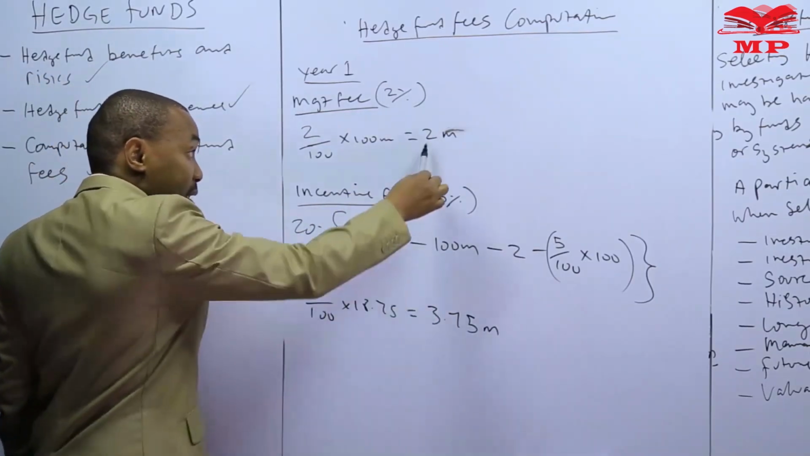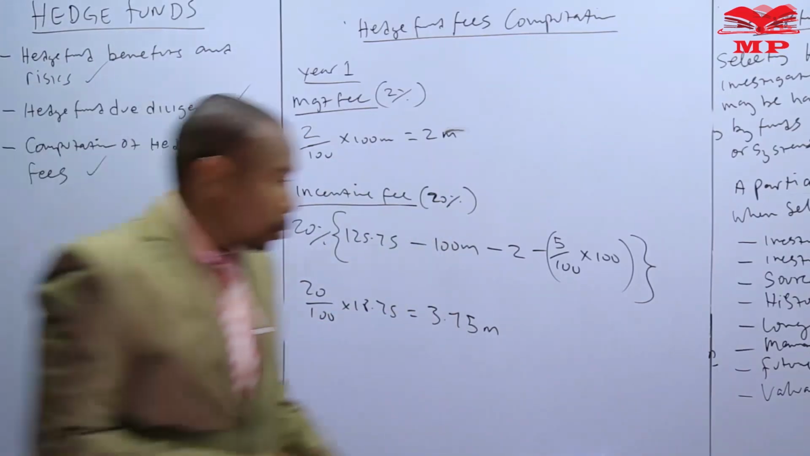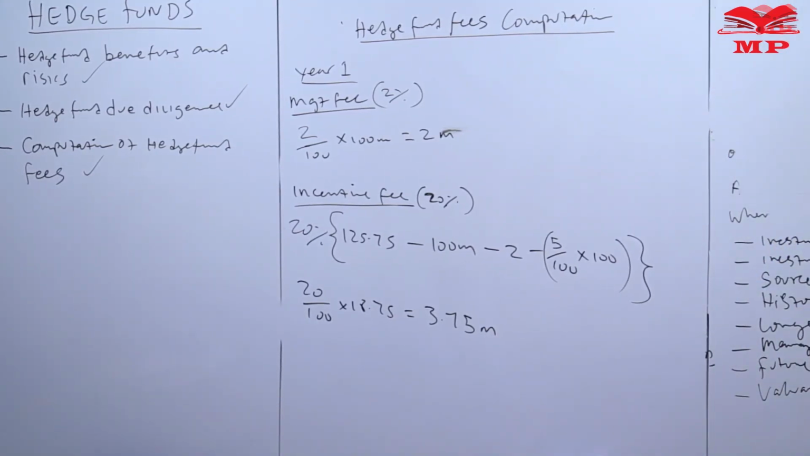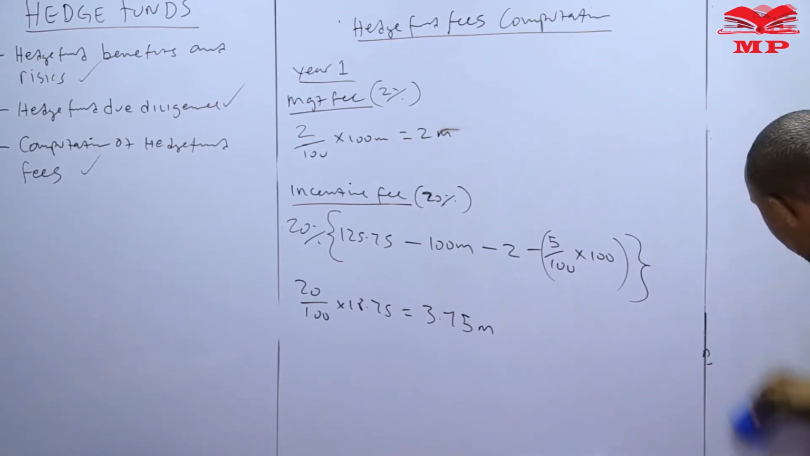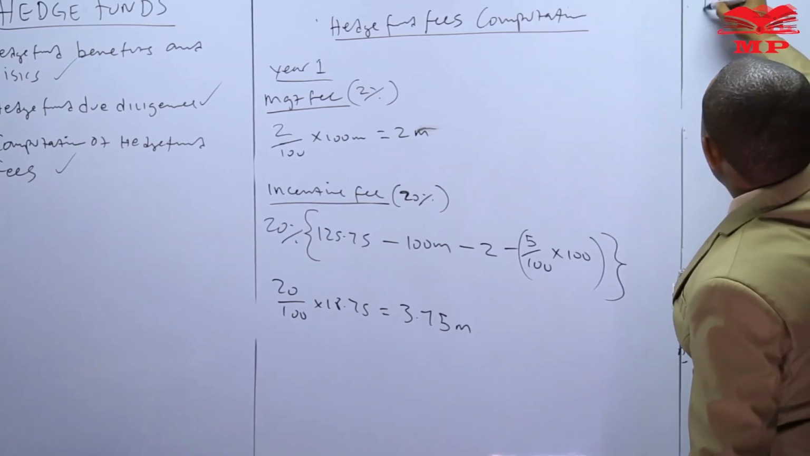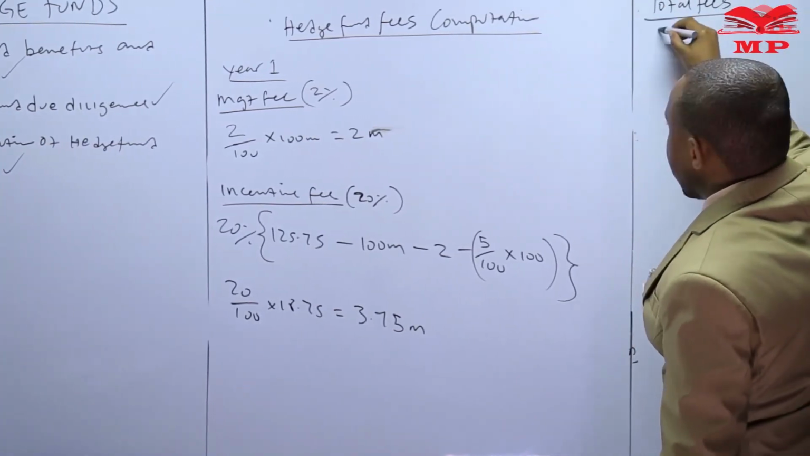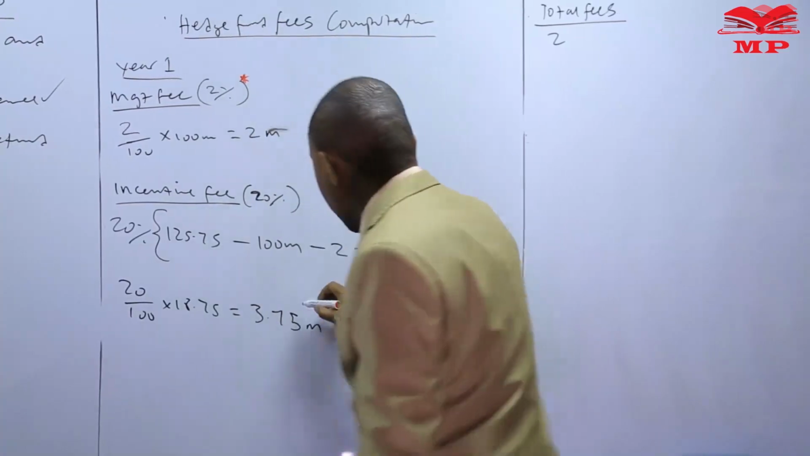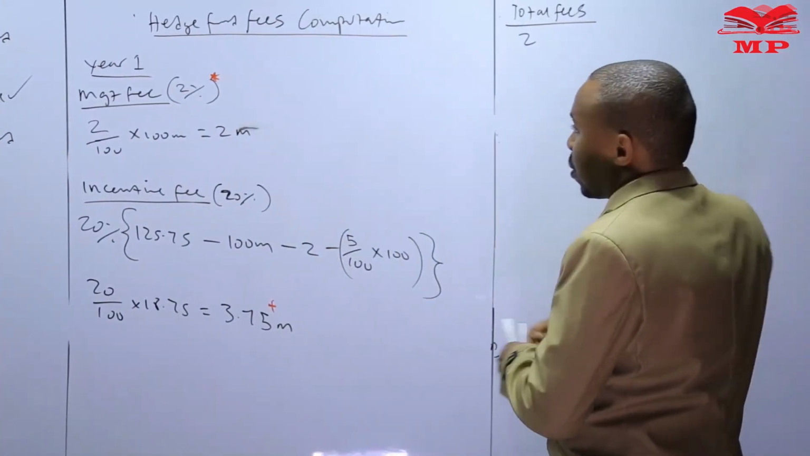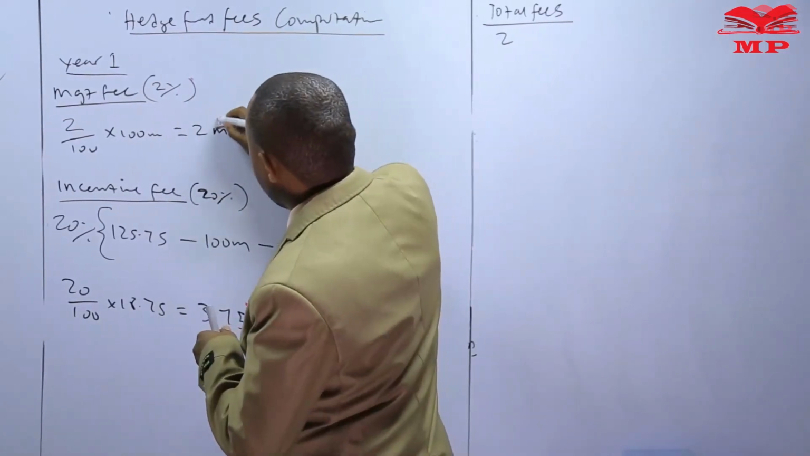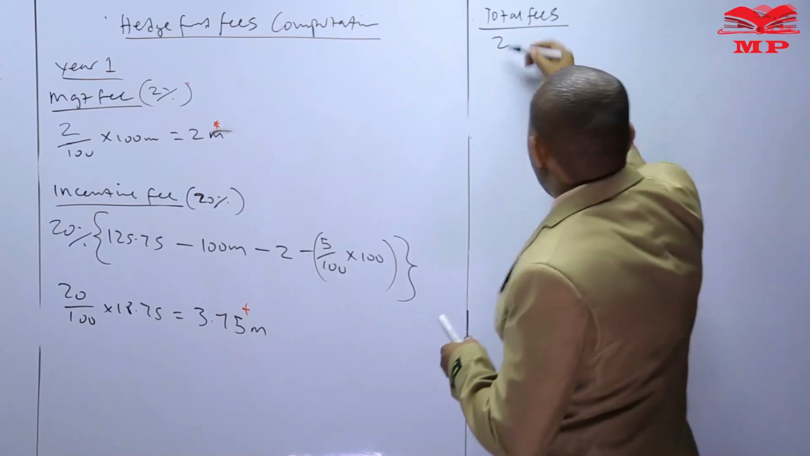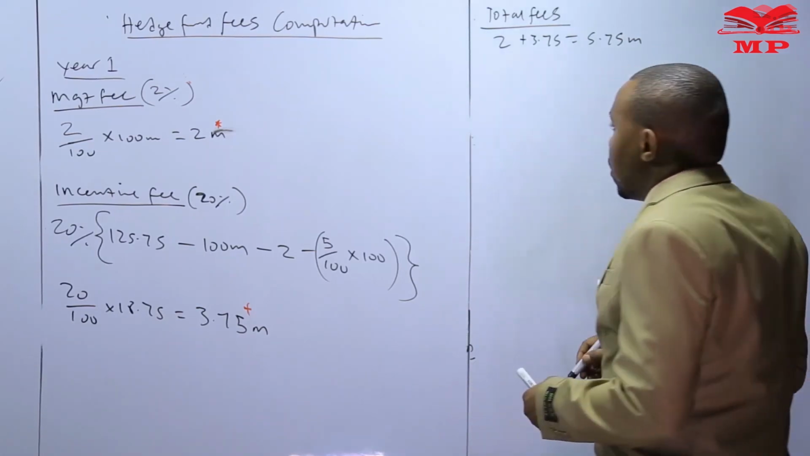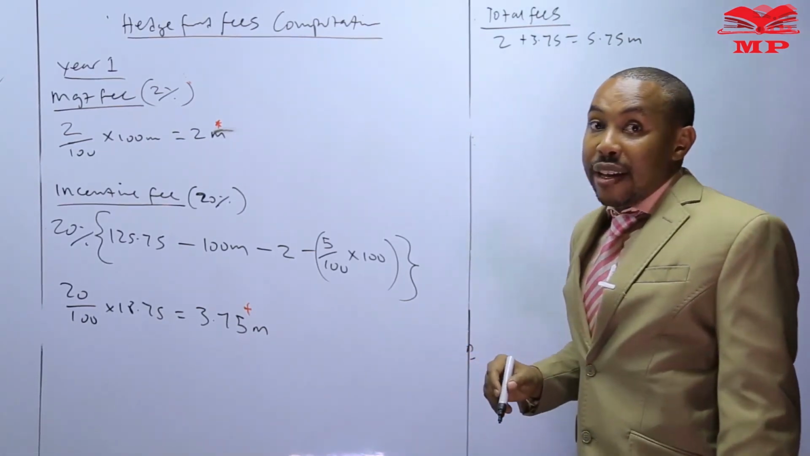And now once you have the 3.75, the total fees is going to be this plus that value. It looks like 5.75 million without even using the calculator. So we have total fees given as 2, which you're seeing over here, plus 3.75. So it's 2 million plus 3.75, you get 5.75 million. That's the total fees. Now, once you have the total fees, we can determine the ending value.